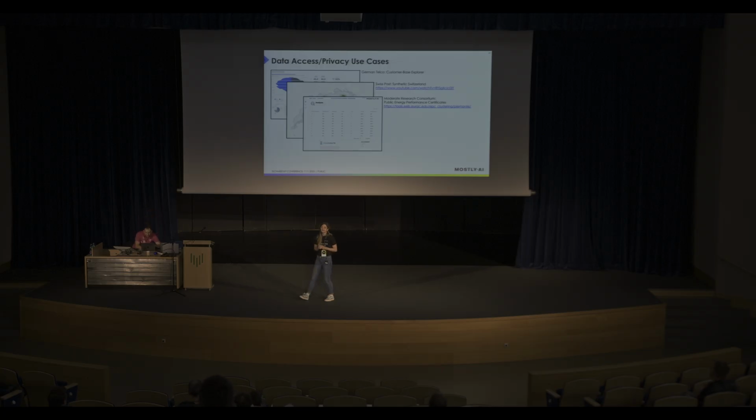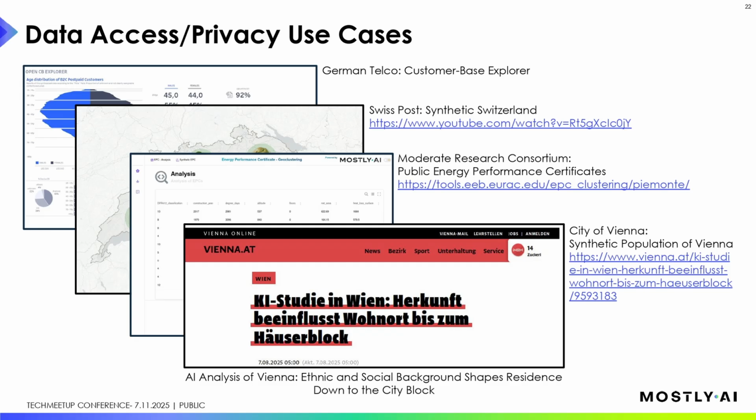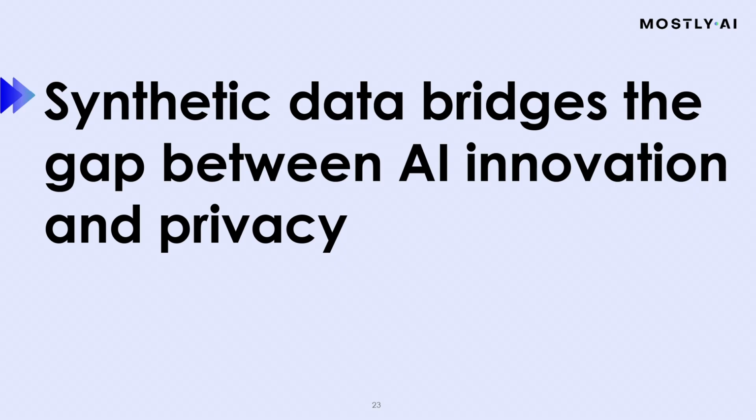And what they did, they created synthetic buildings, and people could use it. And the same with the city of Vienna. It was again a study on the ethnicities in the different regions of Vienna. So the researchers could use the synthetic data and work with it and create a study on it, because the city of Vienna synthesized the data with our software and used the synthetic version of it, which was very cool.